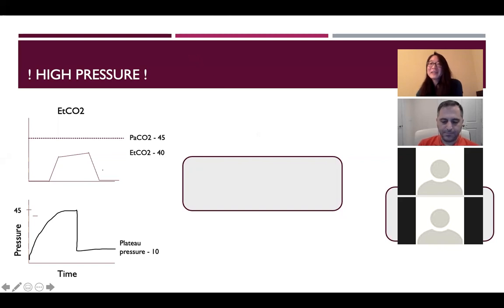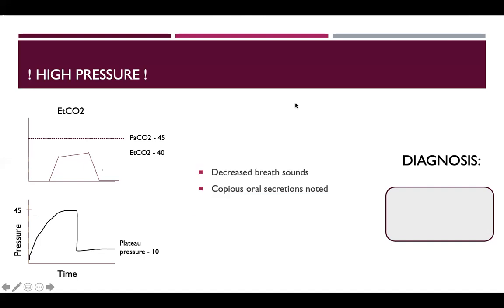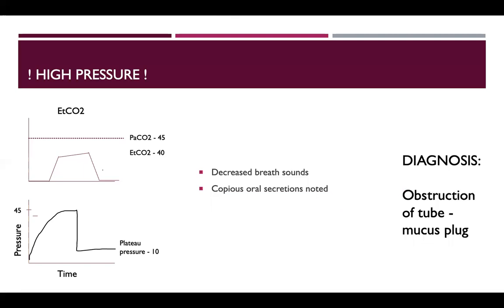Okay, we'll just run through these. So this one is showing a normal end-tidal CO2 graph, and this is showing an elevated peak pressure, a ton of airway resistance, and then a pretty low plateau pressure. So Ashna, this is kind of what your waveform would look like for a kinked tube scenario. And you look at the patient, they have decreased breath sounds and a ton of oral secretions. So the diagnosis here would be obstruction of the tube, just another way of increasing your airway resistance. Okay.